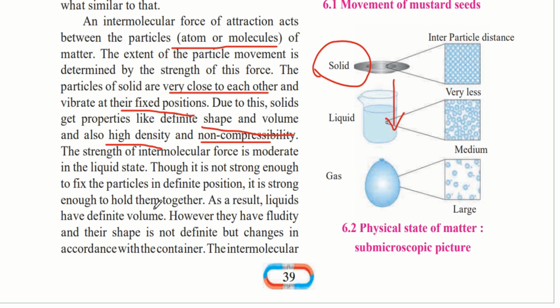As a result, liquids have definite volume. So liquids may not have a definite shape, but they definitely have a definite volume. What does that mean? It means that when you put a liquid in a jar, it will take the shape of the jar, and therefore we can find out the volume of the liquid. However, they have fluidity, and their shape is not definite but changes in accordance with the container. So if you transfer this liquid into a differently shaped container, the shape of the liquid will change again. Therefore, it does not have a definite shape, but it has a definite volume.